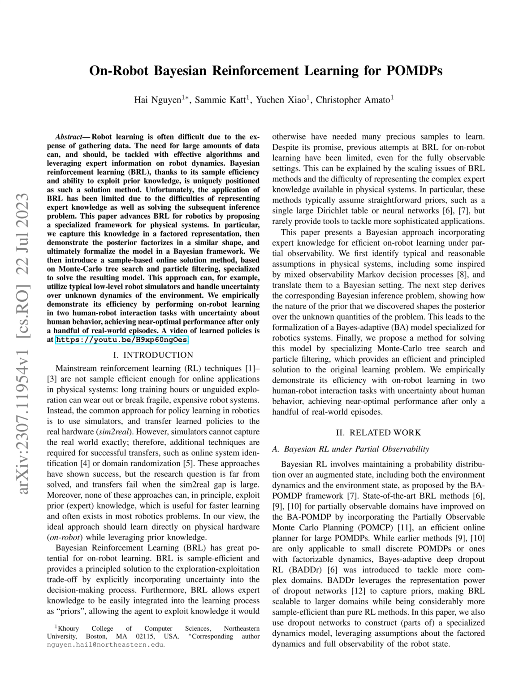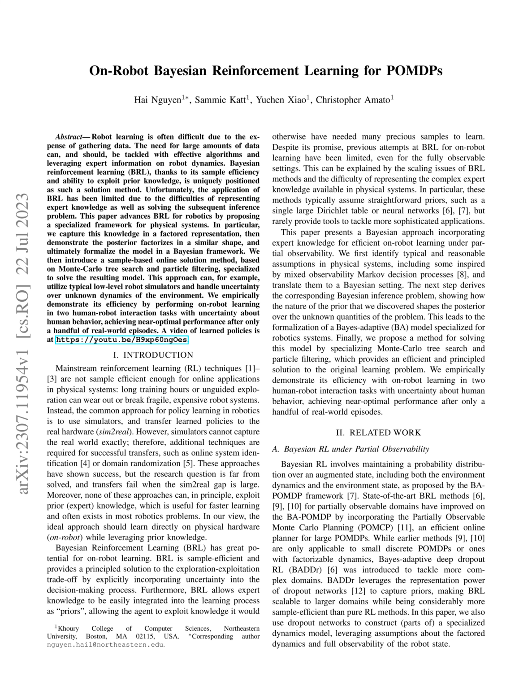Therefore, additional techniques are required for successful transfers, such as online system identification or domain randomization. These approaches have shown success, but the research question is far from solved, and transfers fail when the Sim2Real gap is large. Moreover, none of these approaches can, in principle, exploit prior expert knowledge, which is useful for faster learning and often exists in most robotics problems.